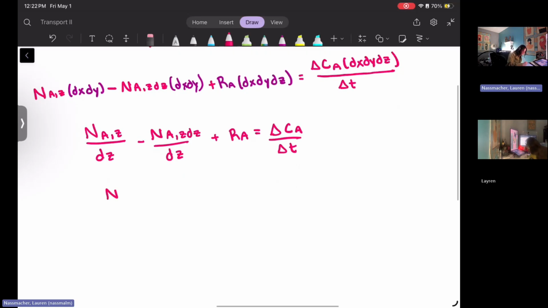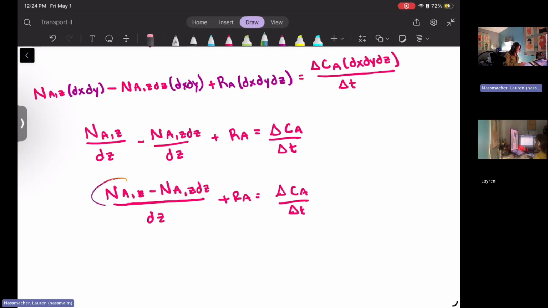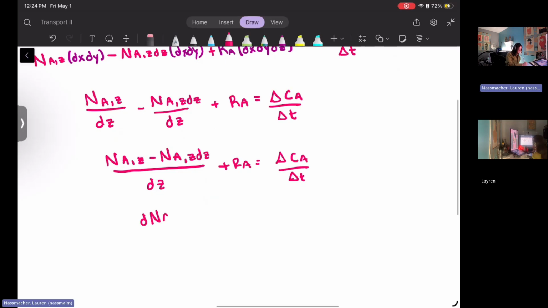Let's just combine terms from here. So we have our flux subtracted by our flux at a different distance, all divided by dz, plus our rate of formation is equal to our concentration over our time. What we have right here is the change in molar flux rate, but in negative form because it's in minus out. So we can rewrite this part of the equation as the change in molar flux rate over the change in our z direction. This is negative, plus our rate of formation is equivalent to our change in concentration of A over our change in time.